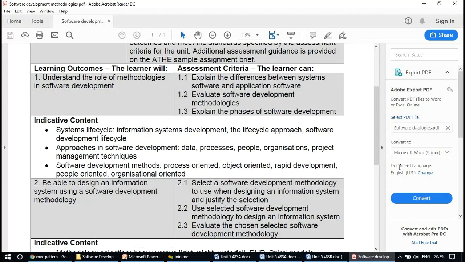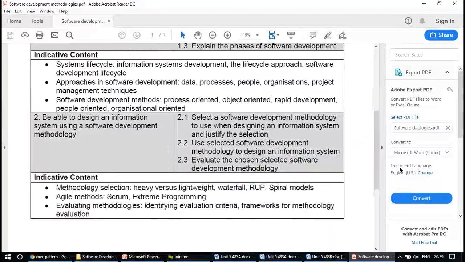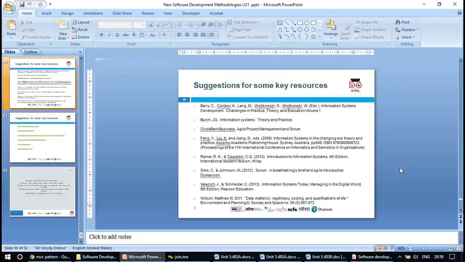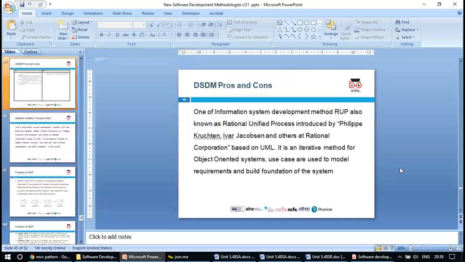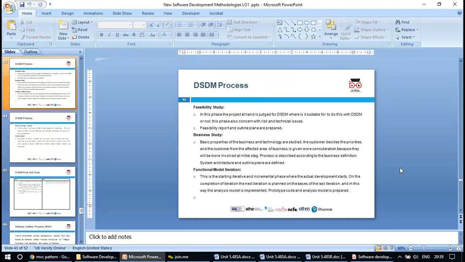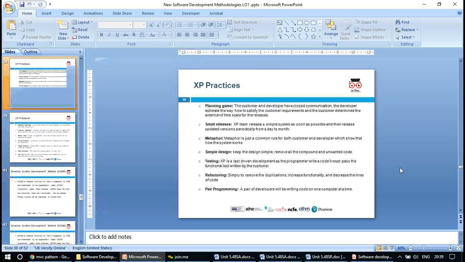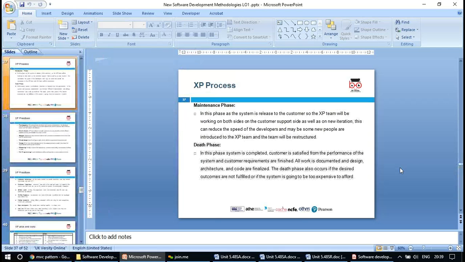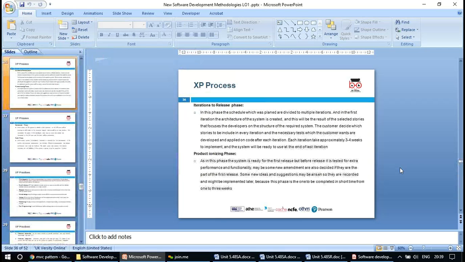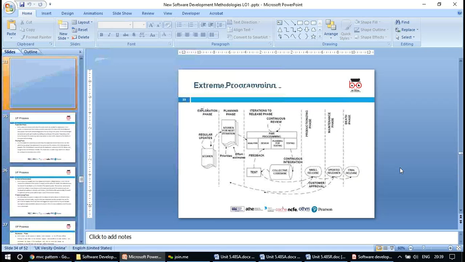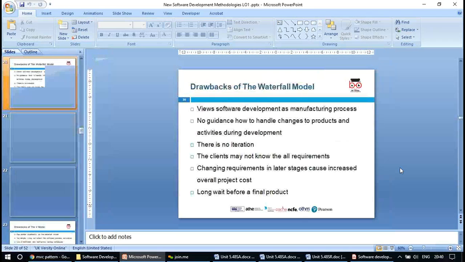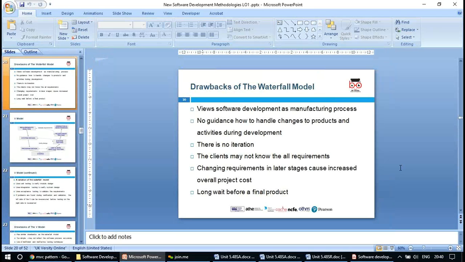So we are almost done for this. There was the RUP process, which has these stages, then DSDM, then XP stages, and overall the methodology, the 4 components, and then the variations, advantages and disadvantages.